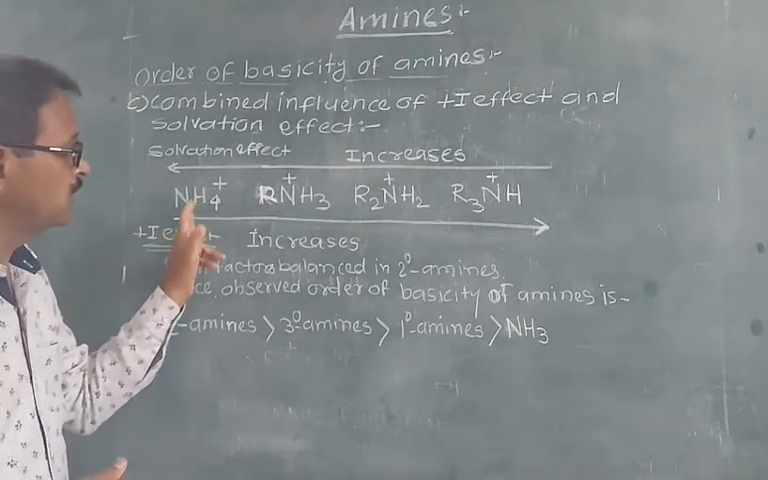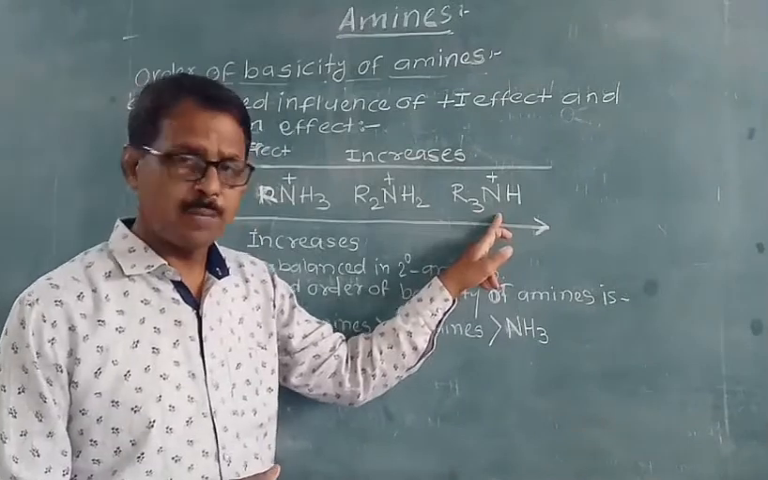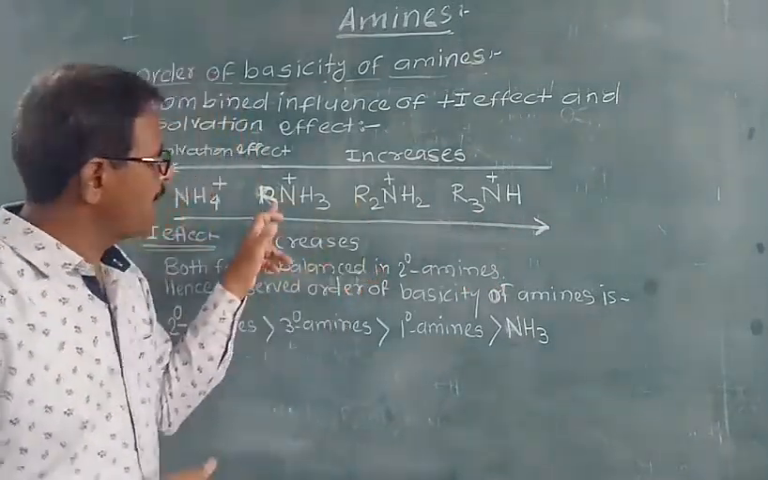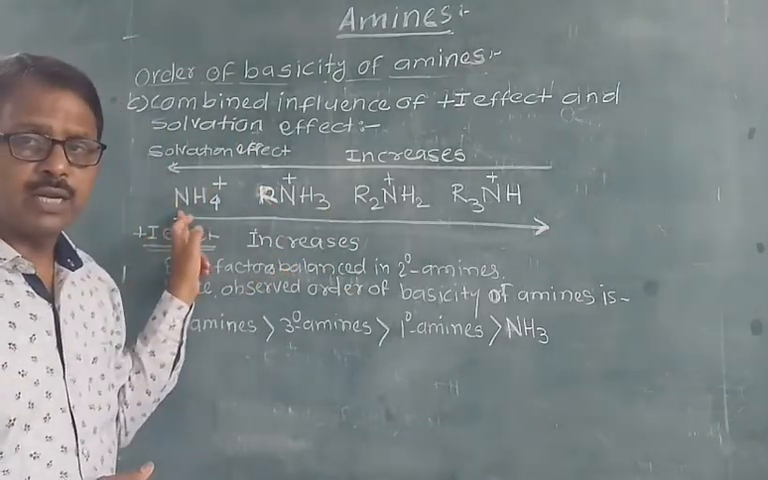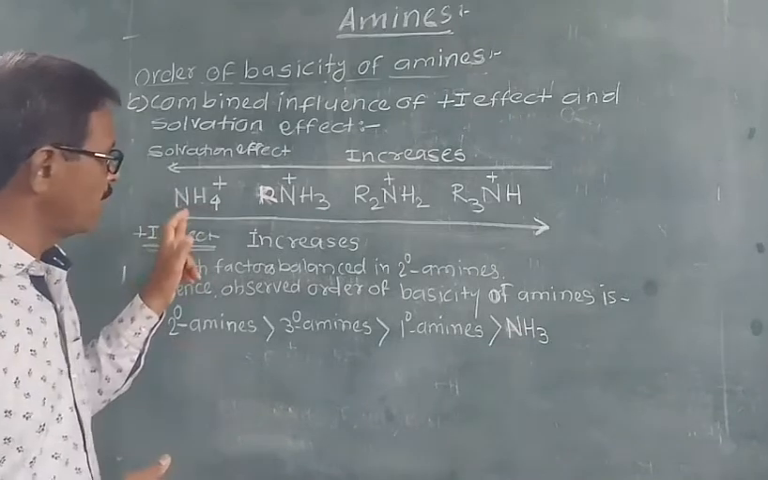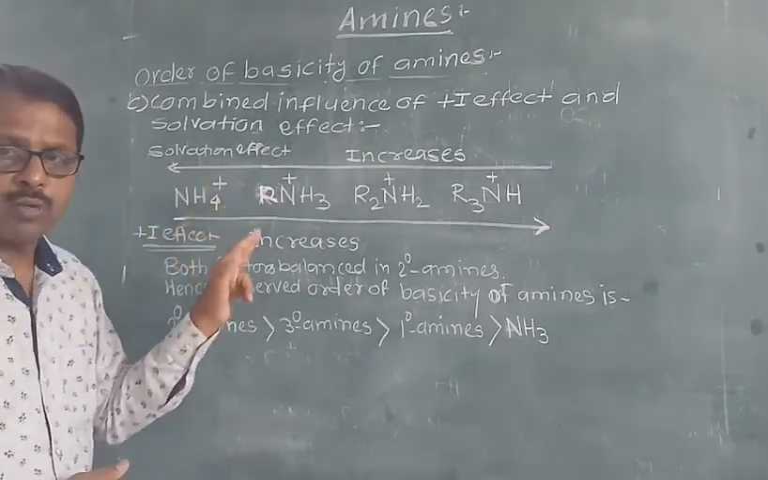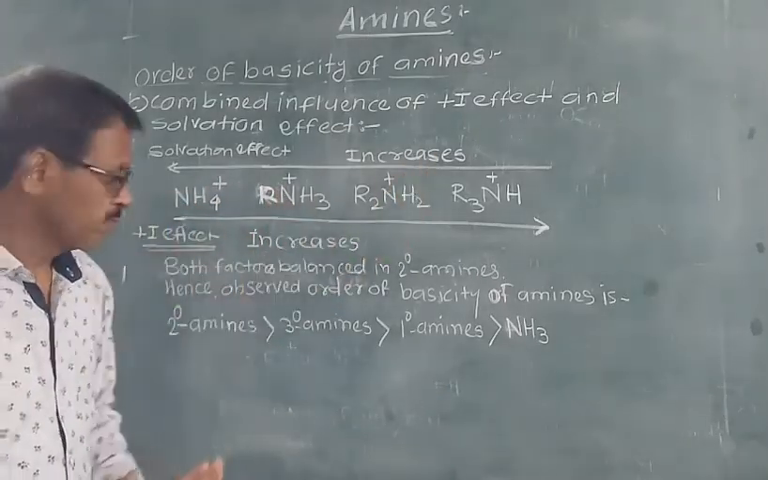These are the conjugate acids. NH4 plus is the conjugate acid of ammonia. R3NH plus is the conjugate acid of tertiary amine. R2NH2 plus is the conjugate acid of secondary amine. RNH3 plus is the conjugate acid of primary amine. Ammonia combines with water, donates a proton, and forms NH4 plus. Similarly for primary, secondary and tertiary amines.